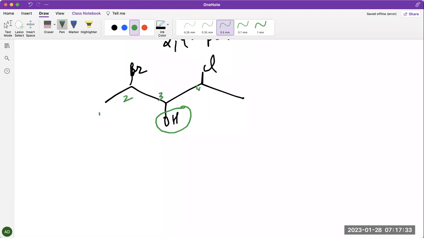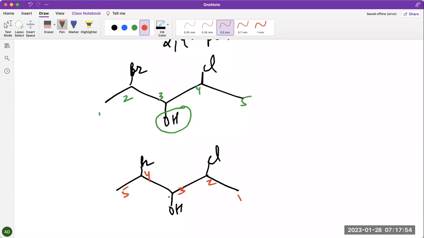So 1, 2, 3, 4, 5. The OH is getting 3 in both ways. But there is another option you might be thinking of: if the bromine is sitting here and the chlorine is sitting here, what will happen if I number it from this side? Then I'll get 1, 2, 3, 4, and 5. So OH is getting 3 in both examples, but the numbers for bromine and chlorine are getting switched.